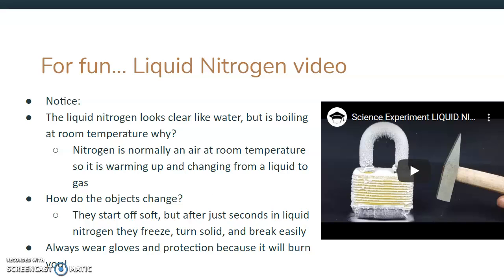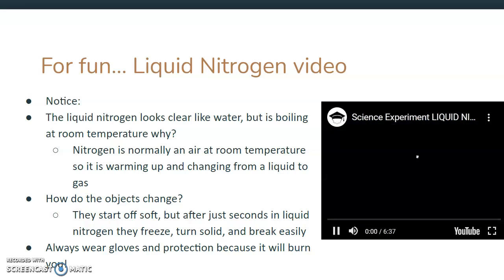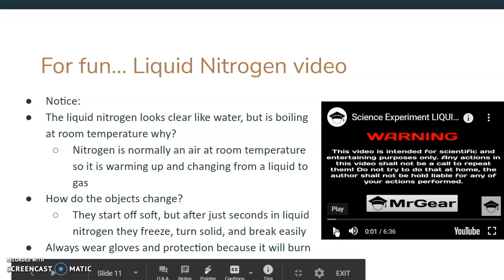They become brittle. And the last thing I'm going to say about liquid nitrogen is we always need to wear gloves or protection because it will burn you. So if I tried to go swimming in this, my whole body would be burned, just as if I was in a fire. It would kill my skin and be very, very dangerous. But here's a video that's just kind of fun to learn about liquid nitrogen.